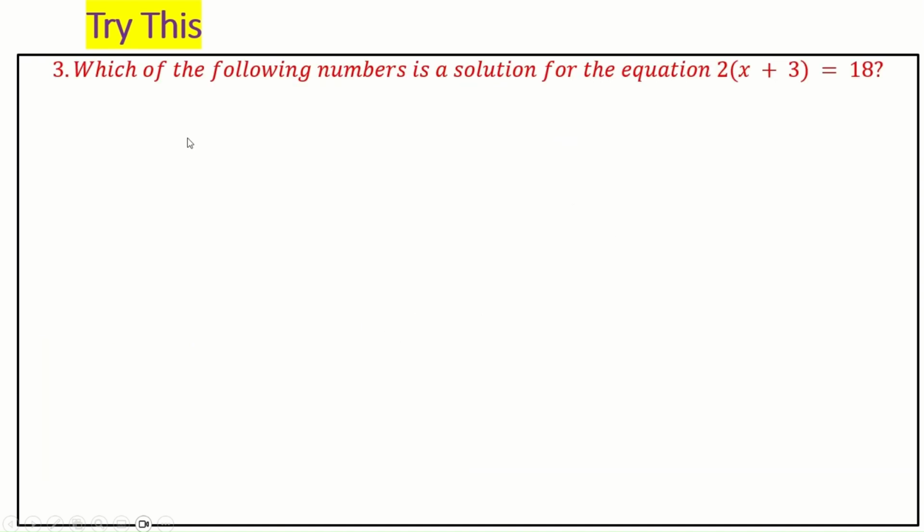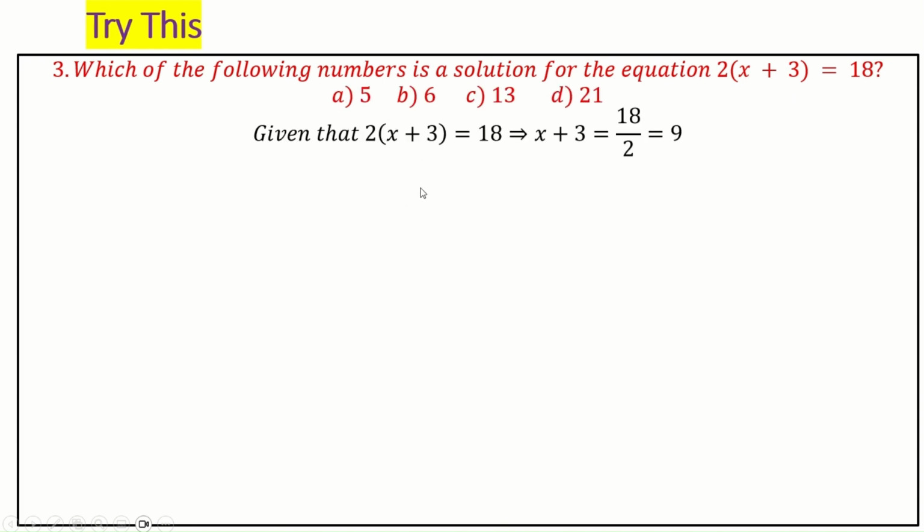So next, which of the following numbers is the solution for the equation 2 into (x plus 3) equal to 18? This is an easy way to solve it: just expand the multiplication basically. It will become x plus 3 equal to 18 by 2, which is equal to 9.